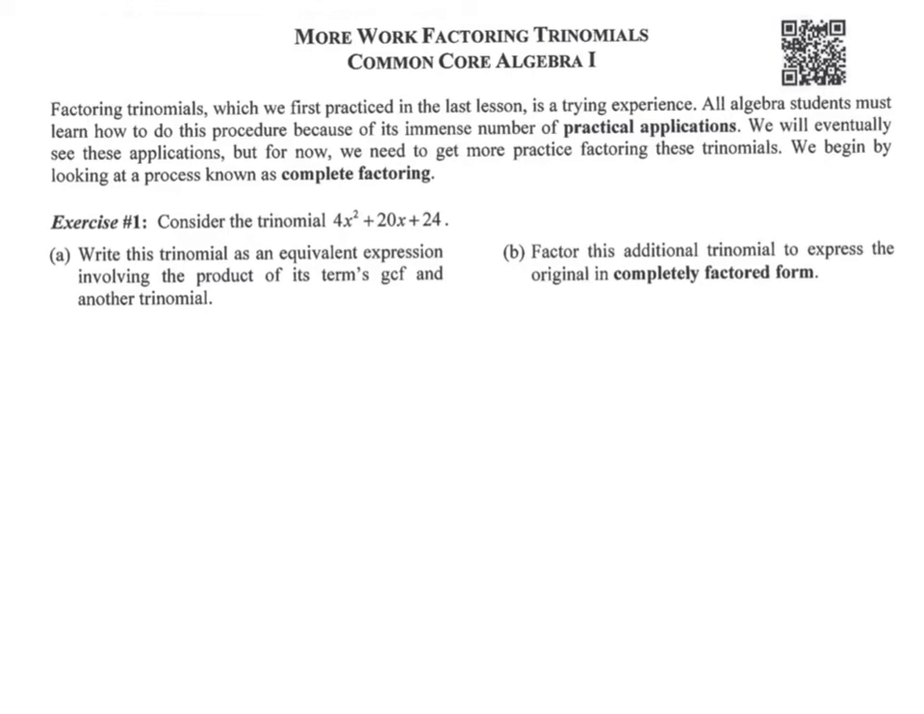Alright, so factoring trinomials, which we first practiced in the last lesson, is a trying experience. We'll eventually get to see these applications for practical use, but for now we're going to get more practice factoring them. So look at the first one. I want to take out the greatest common factor first. So I need to see, is there something that goes into 4, 20, and 24? Well, 4 does, and I'm left with x squared plus 5x plus 6. Now we can use the technique where you decide what multiplies to equal the 6 and adds to equal 5.